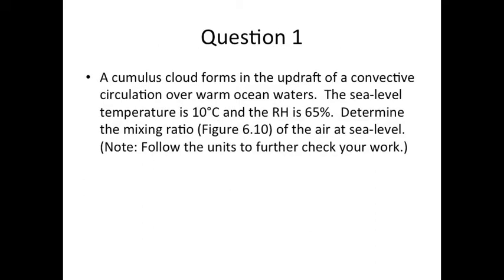A cumulus cloud forms in the updraft of a convective circulation over warm ocean waters. The sea level temperature is 10 degrees Celsius and the relative humidity is 65%. Determine the mixing ratio of the air at sea level.